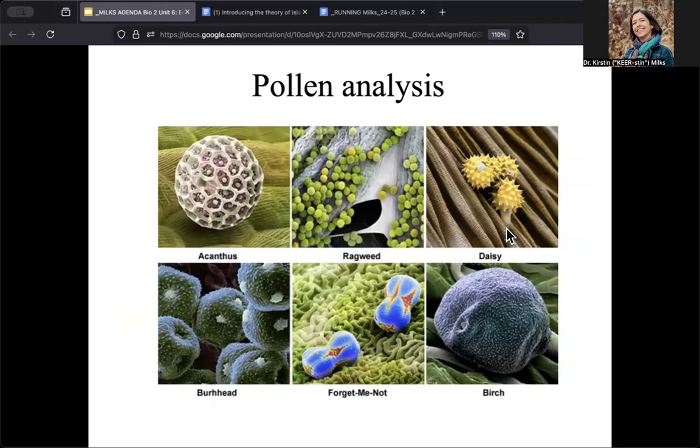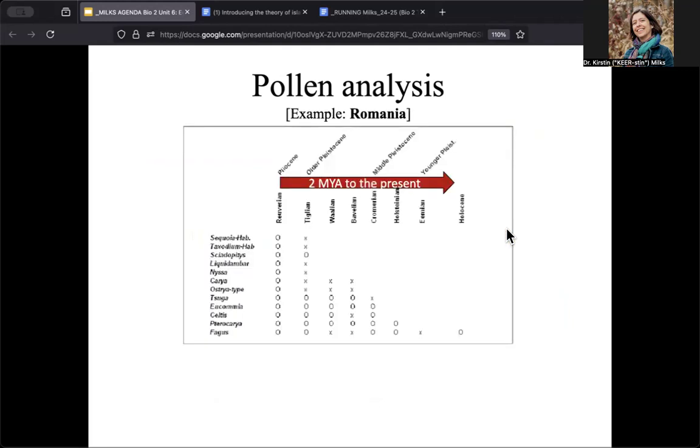I've had students who have gone on to do this for their undergrad research with a professor who's now retired, but you too can look through pond cores and you can find these different types of pollen. And so that's how we know what plants used to live in the recent past. We don't need fossils of them. We can find their pollen. Their pollen is very long-lived.